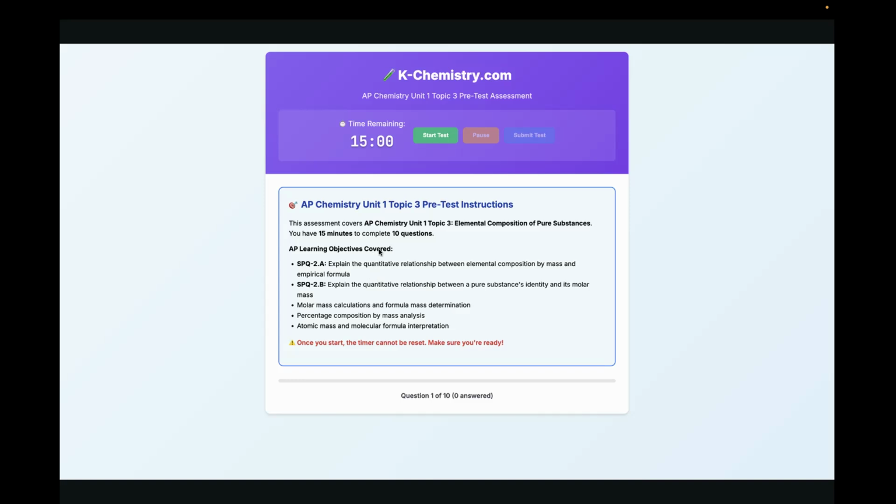These are the AP Learning Objectives covered. You can explain the quantitative relationship between the elemental composition by mass and the empirical formula. And you can explain the quantitative relationship between a pure substance identity and its molar mass. Let's have a look if you can make the molar mass calculations, and we'll start the test.